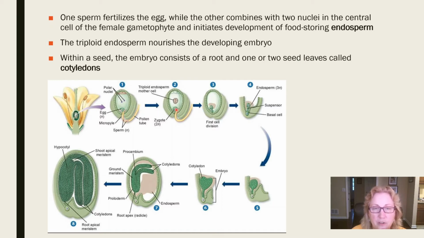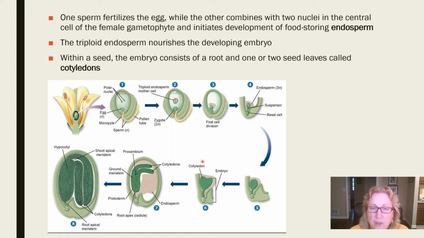One of them is going to fertilize the egg. One of them is going to fuse with these polar nuclei and form the endosperm. The endosperm is going to form the nutrient tissue that is going to feed that little plant embryo. And so now here we have our little embryo starts to divide. It forms one or two leaves.